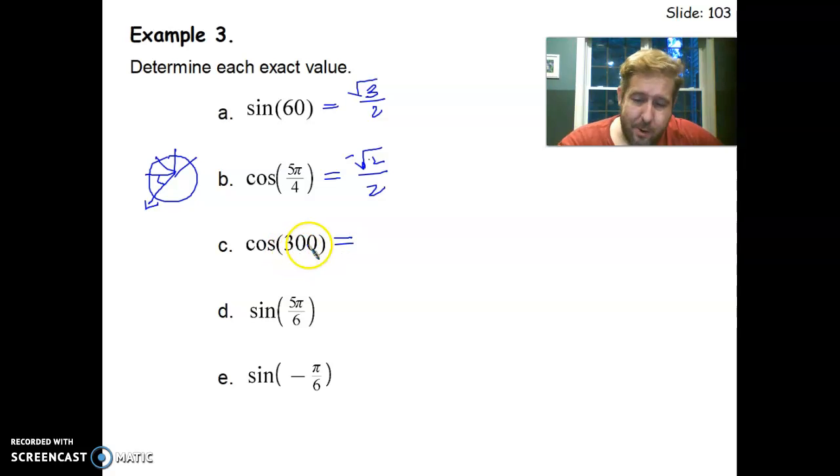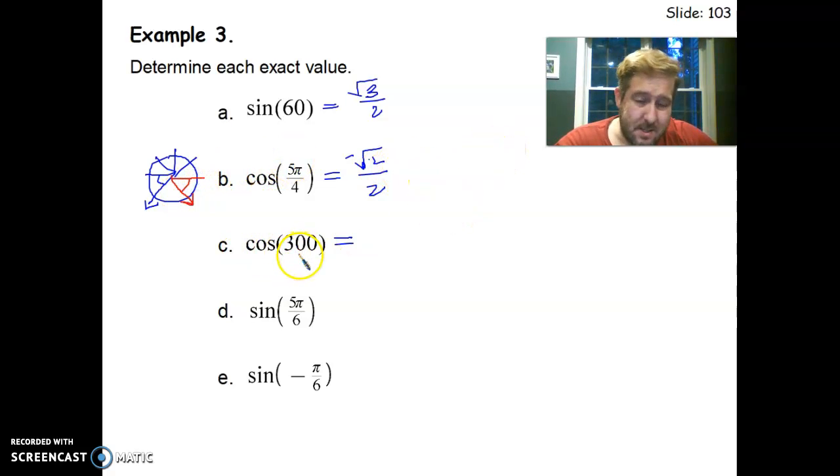All right, 300 degrees is the same thing as a 60-degree reference angle in the fourth quadrant, because 360 is right here, so that's 60 less than a full circle. So we know we're dealing with a 60-degree reference angle.